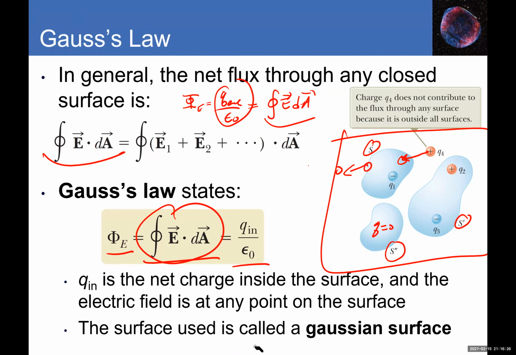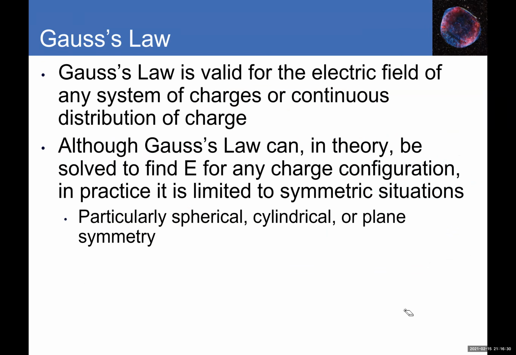All right, so the surface used is called the Gaussian surface. Gauss's law is valid for the electric field of any system of charge or continuous distribution of charge. If you're talking about just a point charge or a system of charges, Coulomb's law is just as simple. When you talk about a continuous distribution of charge, remember, Coulomb's law becomes very tedious and difficult. This is when Gauss's law becomes more appropriate and a better way to go.